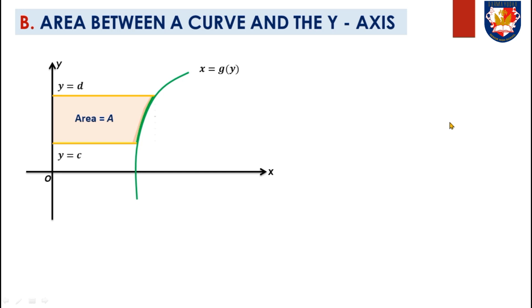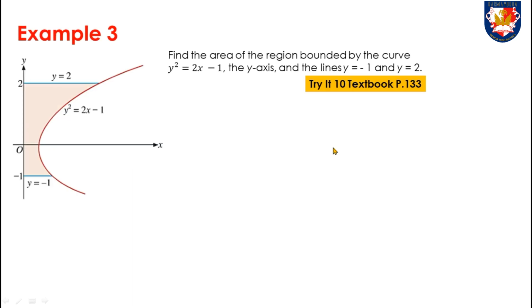The area between a curve and the y-axis is defined as follows. A equals the integral of g(y) dy from c to d, where g(y) is larger than or equal to 0 and c is less than or equal to y, which is less than or equal to d. Example 3. Find the area of the region bounded by the curve y squared equals 2x minus 1, the y-axis and the lines y equals negative 1 and y equals 2. Here is the diagram.